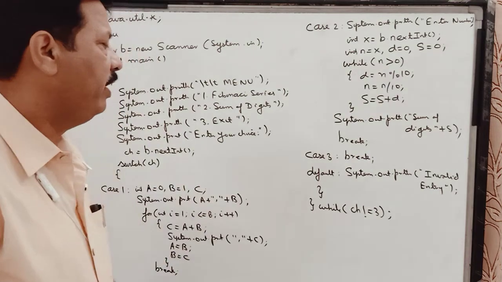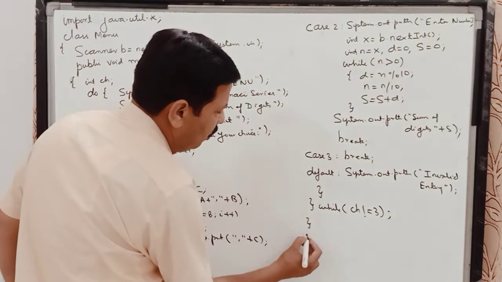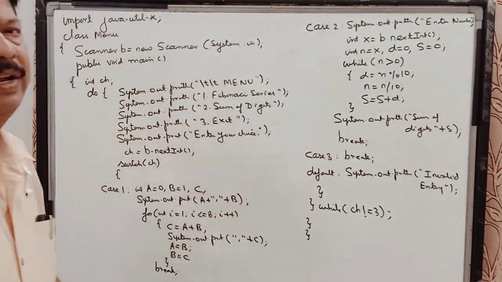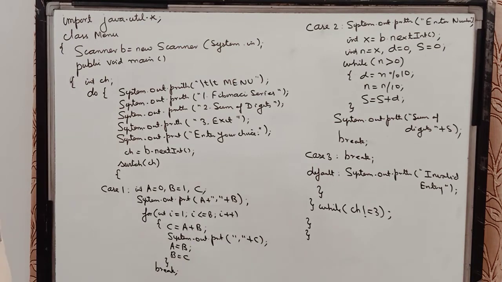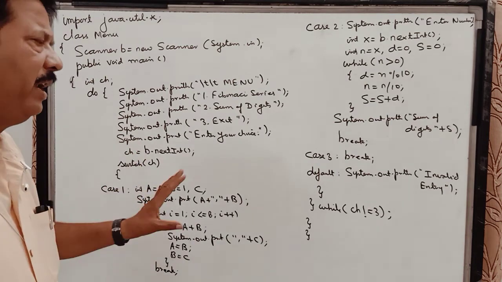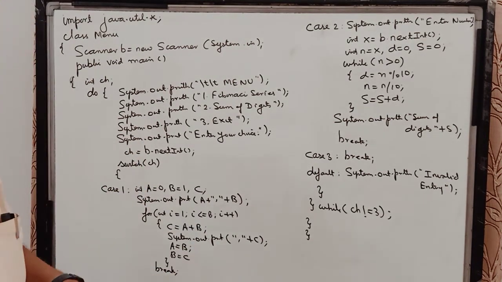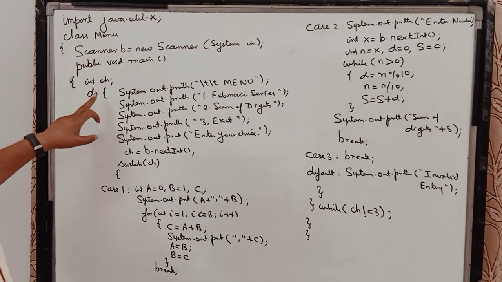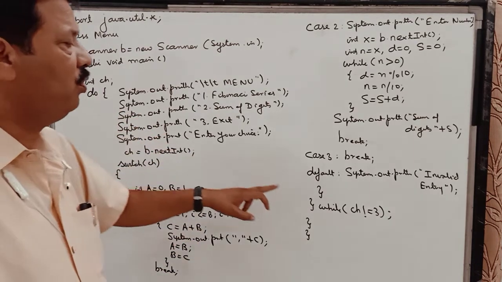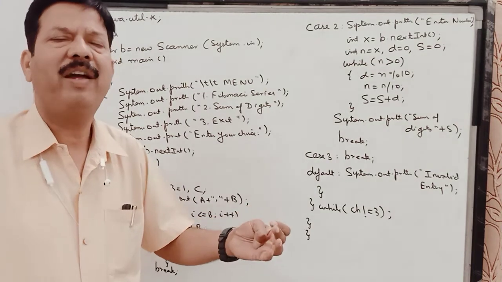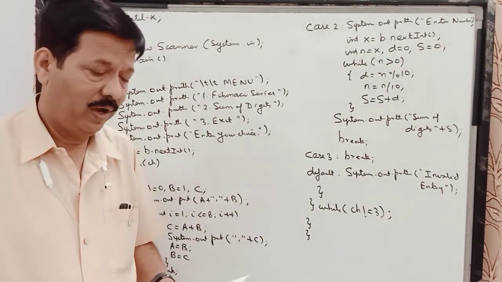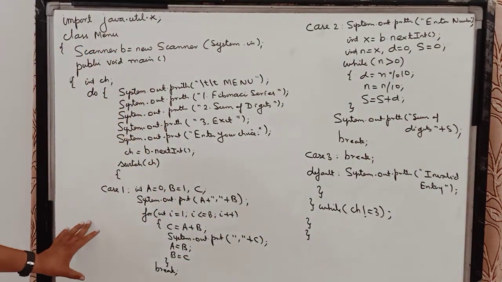So children, this program is going to continue until the user enters 3. Many times you will see in the programs, in the books or anywhere else, that teachers are not using this do while loop. In that case, that program will get executed only once. So children, I hope this question is clear to you.